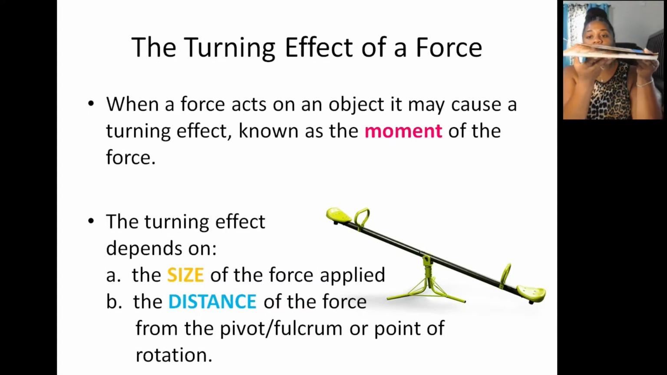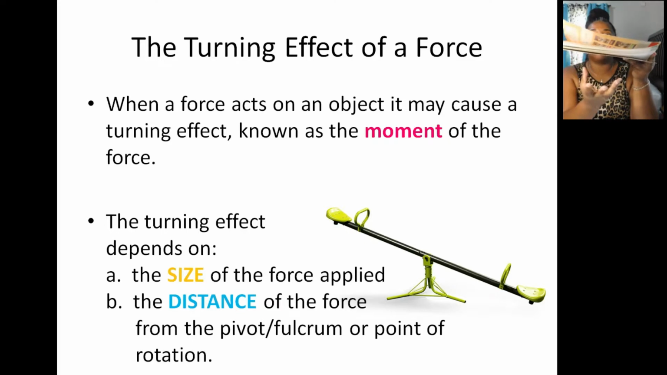However, if you move the fulcrum, I'm going to call my hand the fulcrum or the pivot, the point at which things turn upon, right? If I move my hand, which is acting as the fulcrum at this point, the book will no longer be able to support its own weight because it's not balanced, and then it will easily flip over.